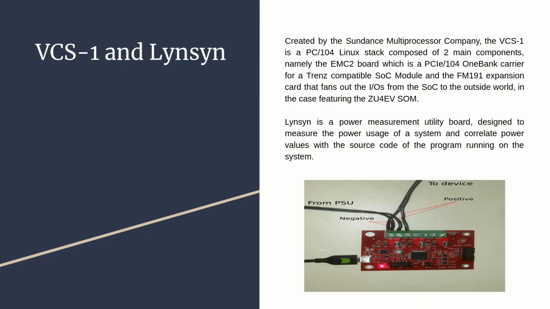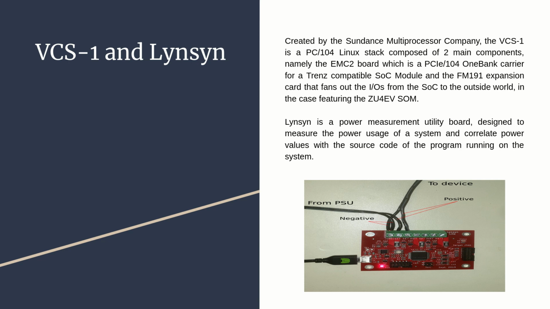In terms of VCS1 and Linsen, VCS1 is a device from Sundance which consists of an xohw21-149 system on module chip and an FM191 expansion card. And VCS1 is actually the device we are working on. It's an FPGA that we program for our application.